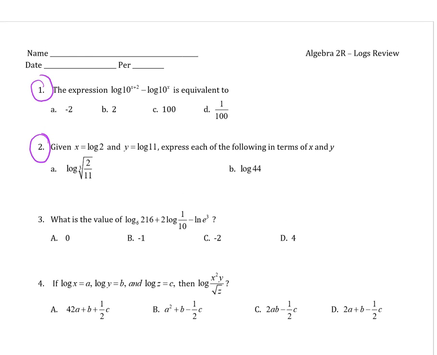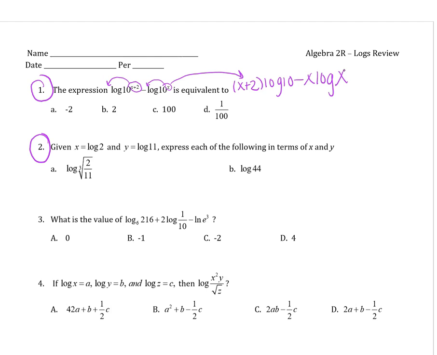The expression log x to the x plus 2 minus log 10 of x is equivalent to what? So one thing I'll do in this problem is expand this a little bit. Anytime you have an exponent on a log, you can bring it to the coefficient location. So I'll rewrite this as the quantity x plus 2 times log of 10 minus x log of 10.